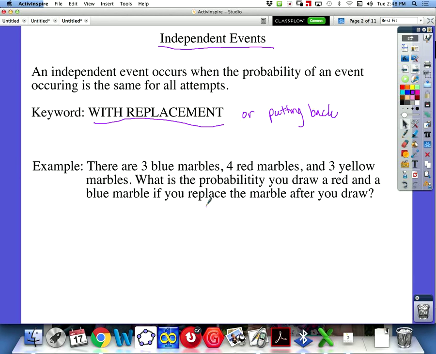So in this example, it says there are 3 blue marbles, 4 red marbles, and 3 yellow marbles. They want to know what is the probability you draw a red and a blue marble if you replace the marble after you draw. So if you're replacing it after you draw, that's your key that it's an independent event. And we'll actually look at solving this problem soon.